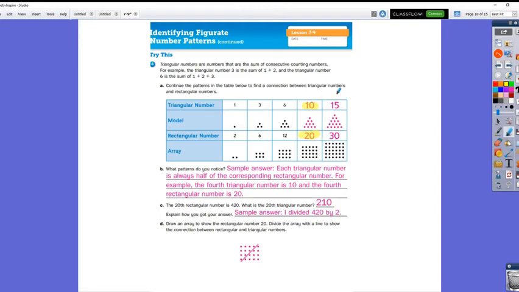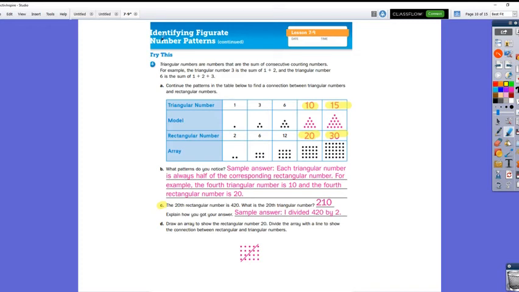And here we have the fifth. The fifth triangular number is 15, and the fifth rectangular number is 30. So basically, the triangular number is half as much as the rectangular number, and it's the same with the other ones as well. Okay, so now using that information, can you figure this out? I'm on C.